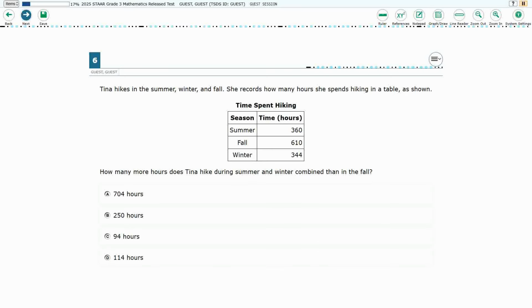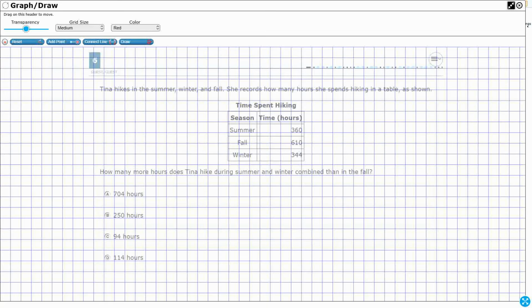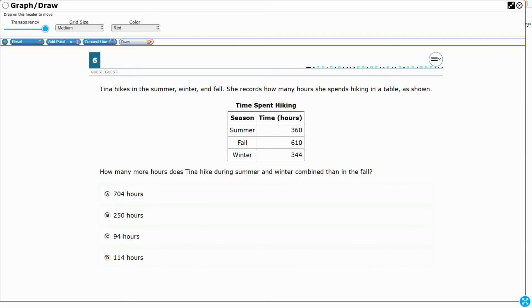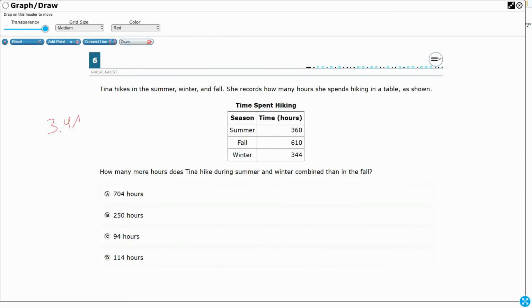For number 6, we are looking at 3.4a. We are solving addition and subtraction problems. And we've got some times that we've spent hiking in the summer and the fall and the winter. It makes sense that we're not going to spend too much time in the summer, too hot, too much time in the winter, too cold. Fall is just perfect. Now, how many more hours? All right, so this is going to be a comparison.